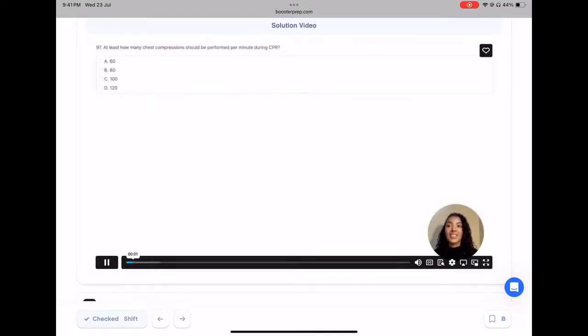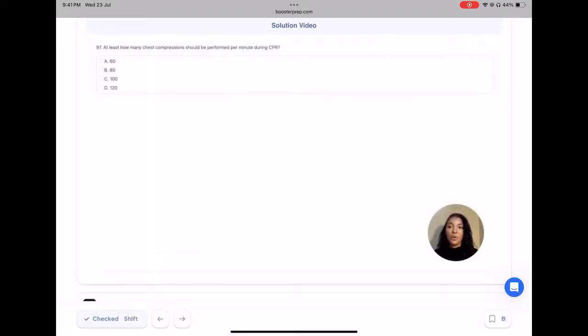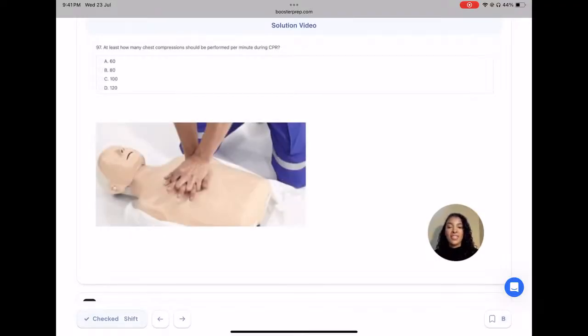Question 97 reads, at least how many chest compressions should be performed per minute during CPR? So CPR is cardiopulmonary resuscitation, and we do this when the heart stops beating to keep blood flowing. We do this in emergency cases, and as a clinician, it is important that you know how to do it.